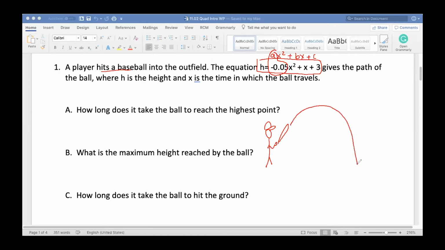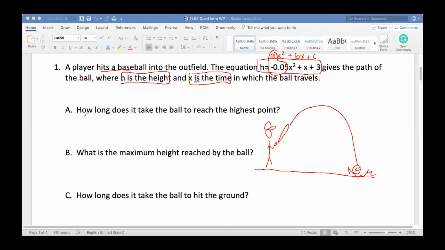So the ball eventually has to hit the ground, correct? The ball cannot stay up in the air. So here we go, the ball eventually hits the ground. Boom. They give the path of the ball, where h is the height. Okay, we have to understand this one. h is the height and x is the time. So these are the important key parts that we need to know. So h stands for the height and x stands for the time.